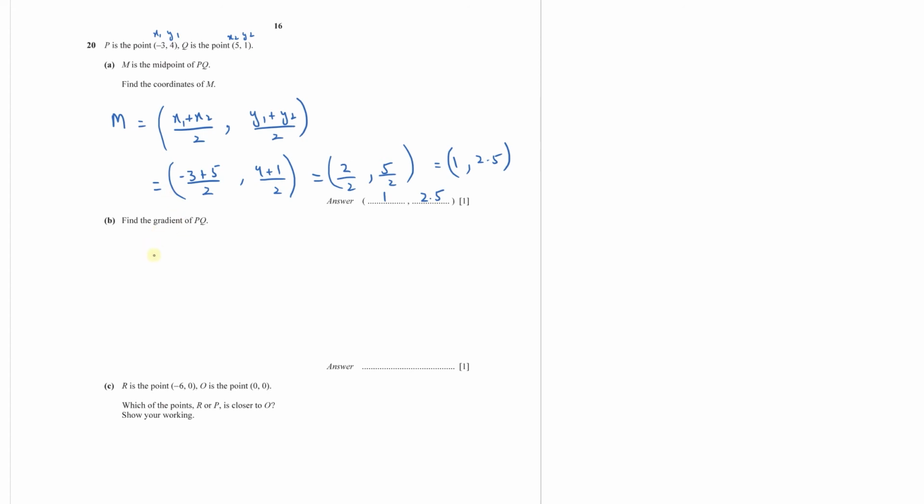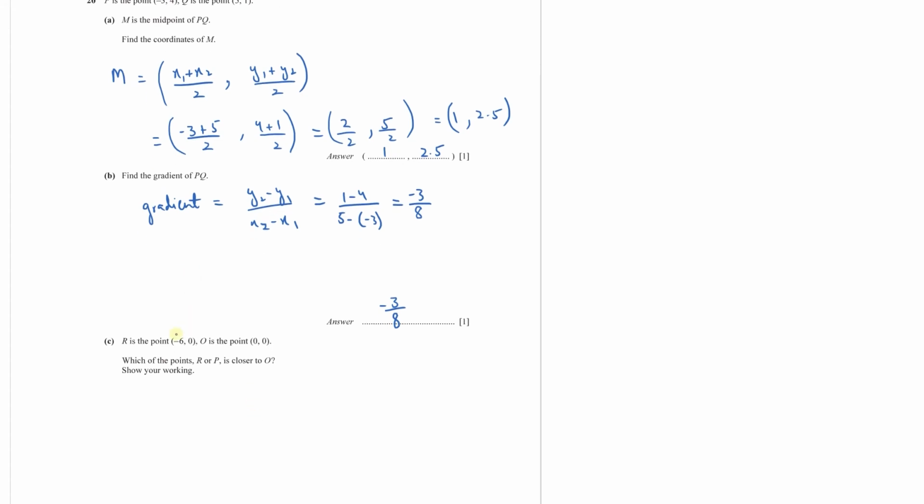Find the gradient of PQ. So you know that gradient is y2 minus y1 over x2 minus x1. So y2 is 1 minus 4, 1 minus 4 over 5 minus -3, 5 minus -3. So this becomes -3, and this 5 minus minus becomes plus. 5 plus 3 is 8. So -3 over 8.